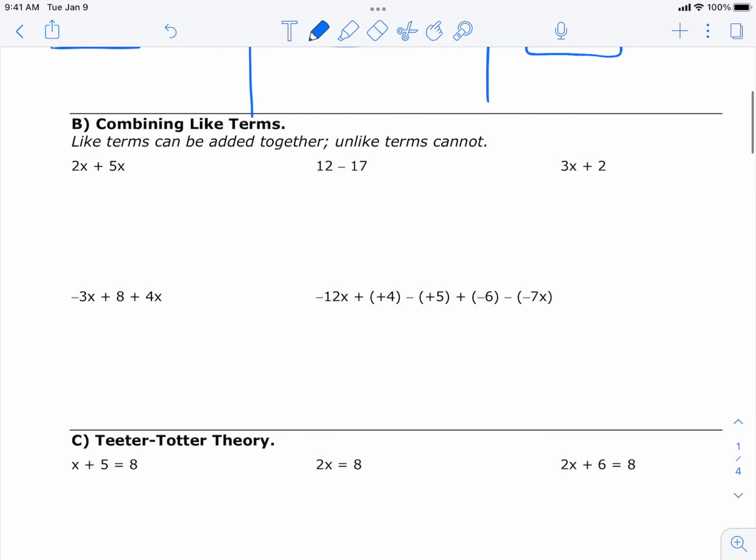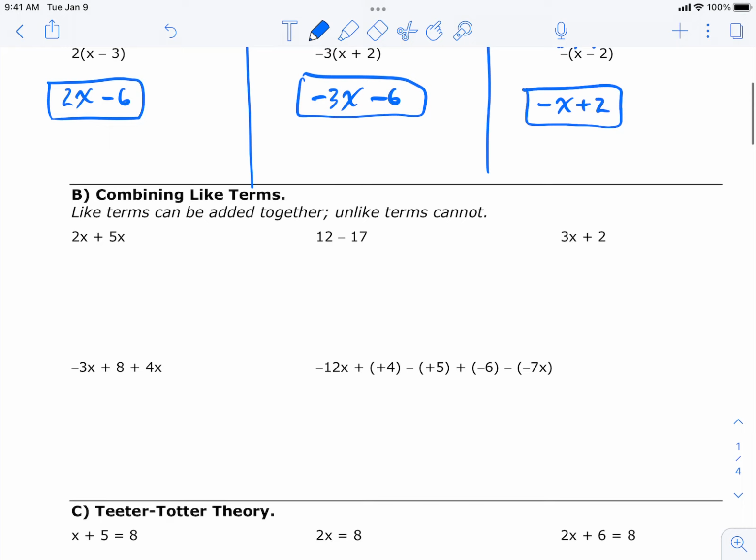Foundational principle number 2. Remember, there's 3 of them. Number 2, combining like terms. So like terms can be added. If they're not like terms, they cannot. Okay, combine like terms, do not combine unlike terms.